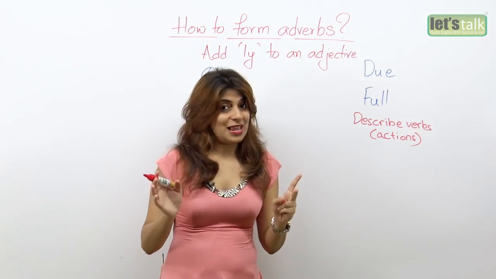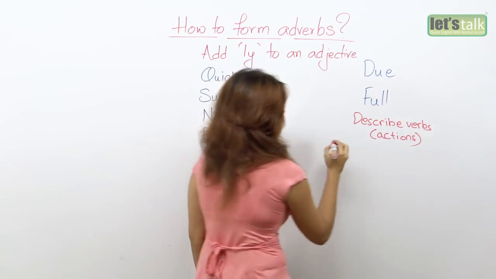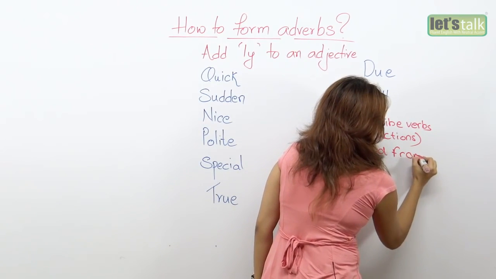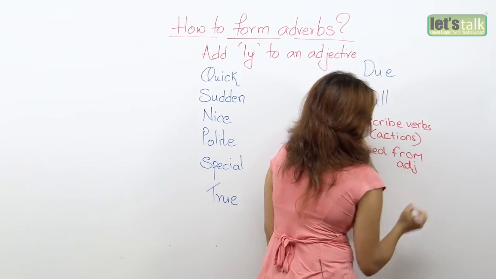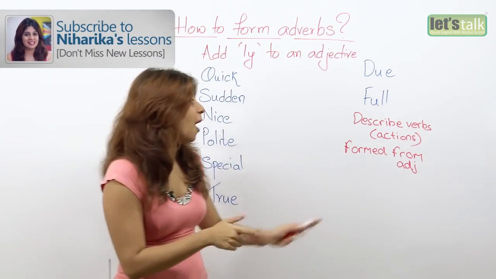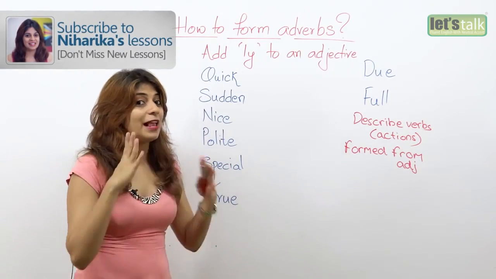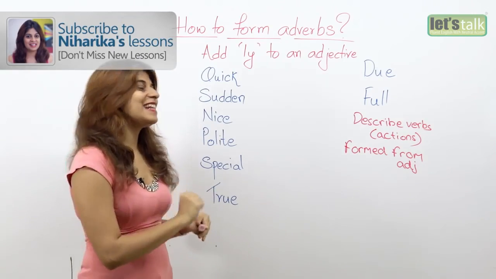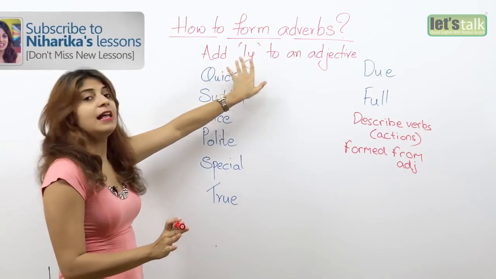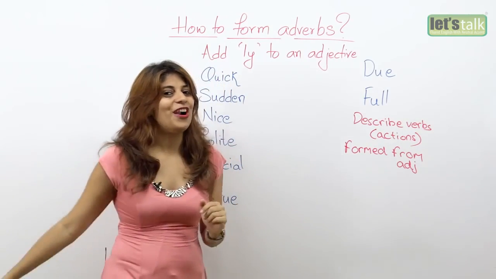Also, we need to understand that adverbs are formed from adjectives. Okay, so you need to keep in mind that always the adverbs are formed from adjectives. So now let's have a look at some rules that would help you to form adverbs. So let's get started. Now the very first basic rule is that you need to add the letters ly to an adjective, and there you get your adverb.